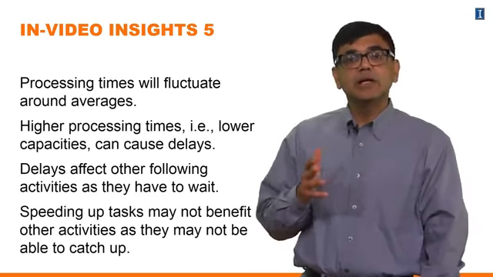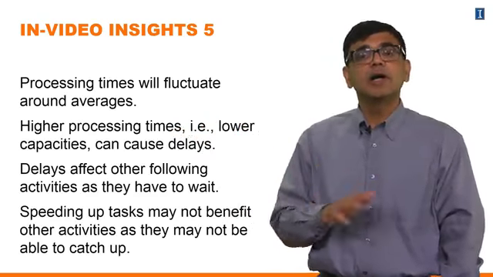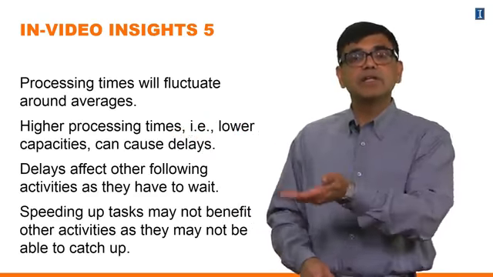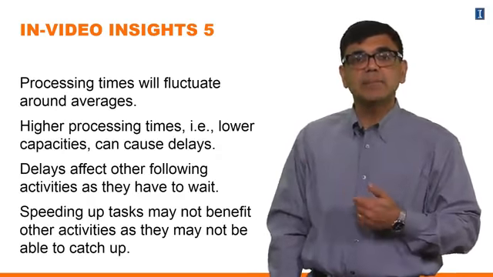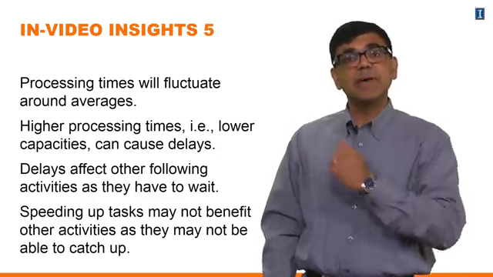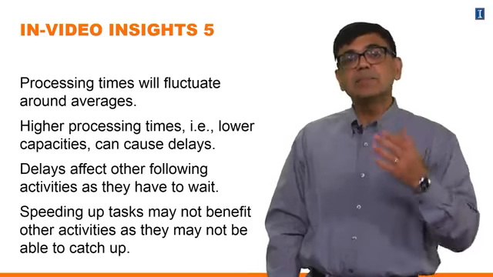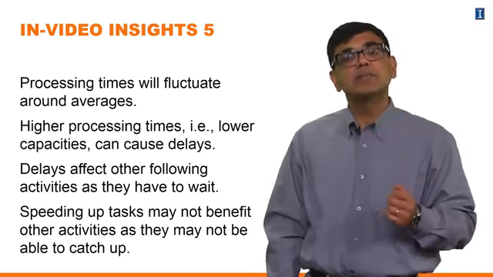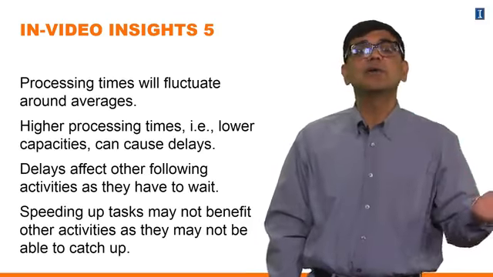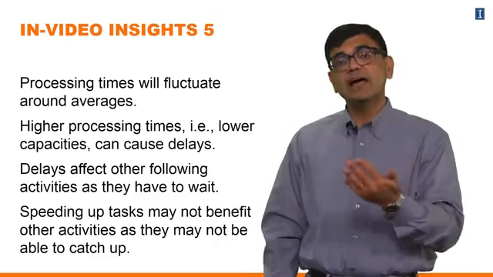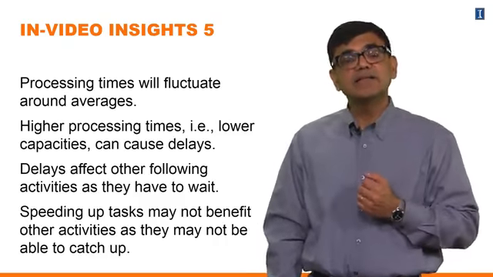The next task is having a delay, therefore there's going to be inventory that accumulates because the next task is not able to take it up. So the delays will get passed on to the next task. Now, once that activity speeds up and recovers from being above the average, the speed up is not going to get passed on.